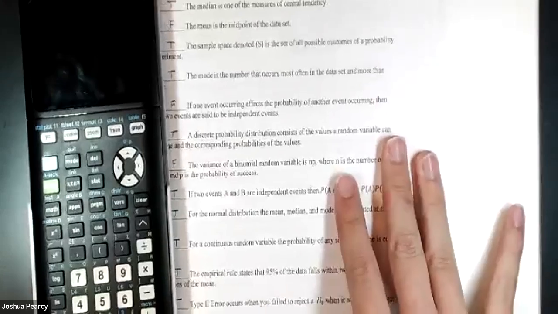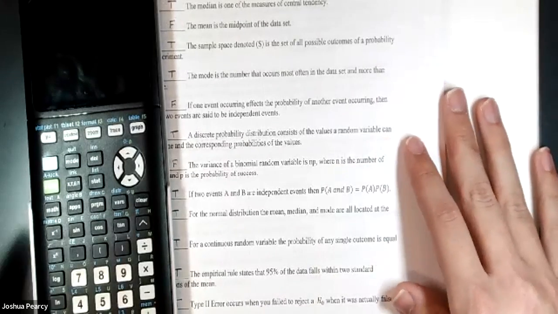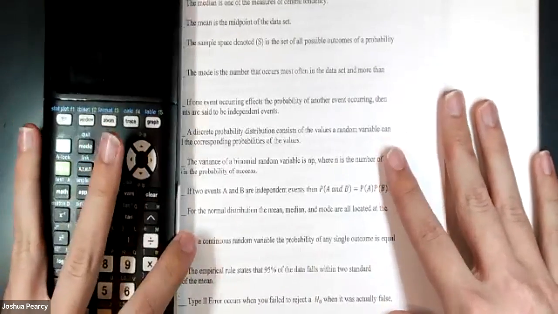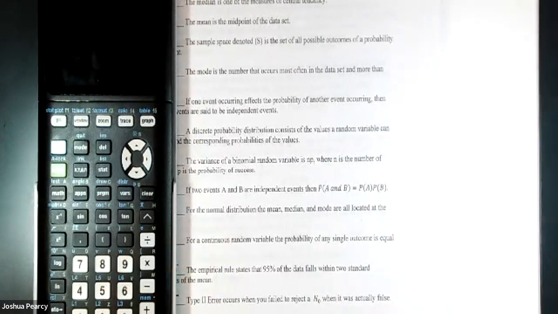If two events A and B are independent, then the probability of A and B is the probability of A times the probability of B. True. That's just one of the properties. For a normal distribution, the mean, the median, and the mode are all located at the center.